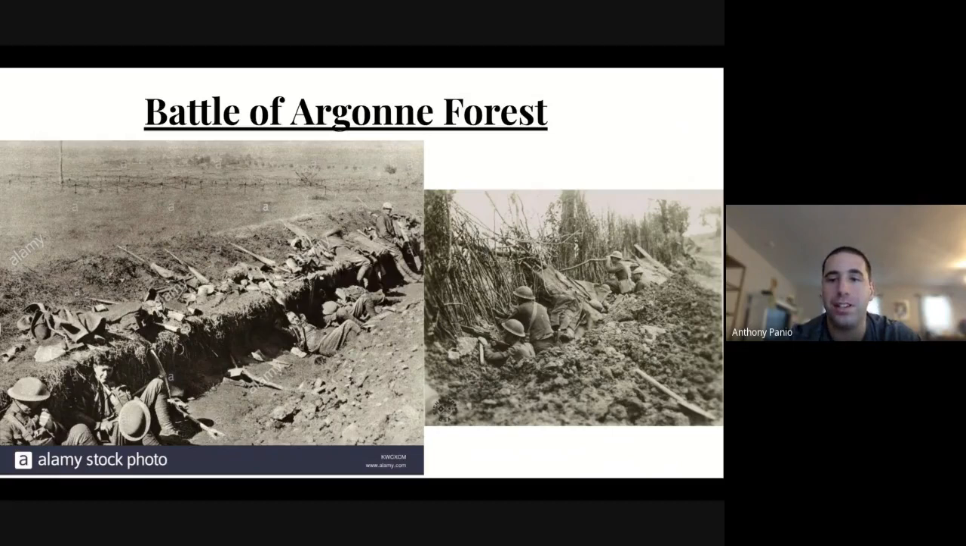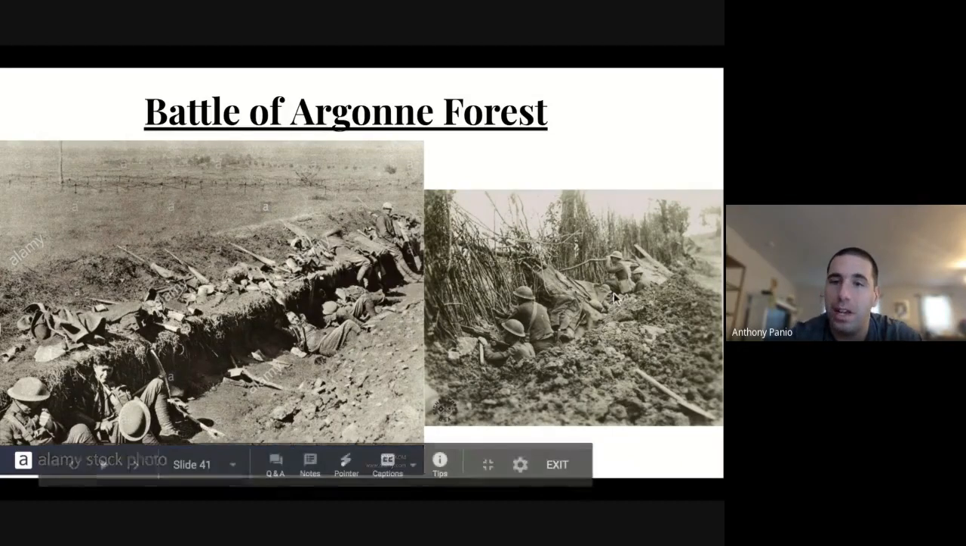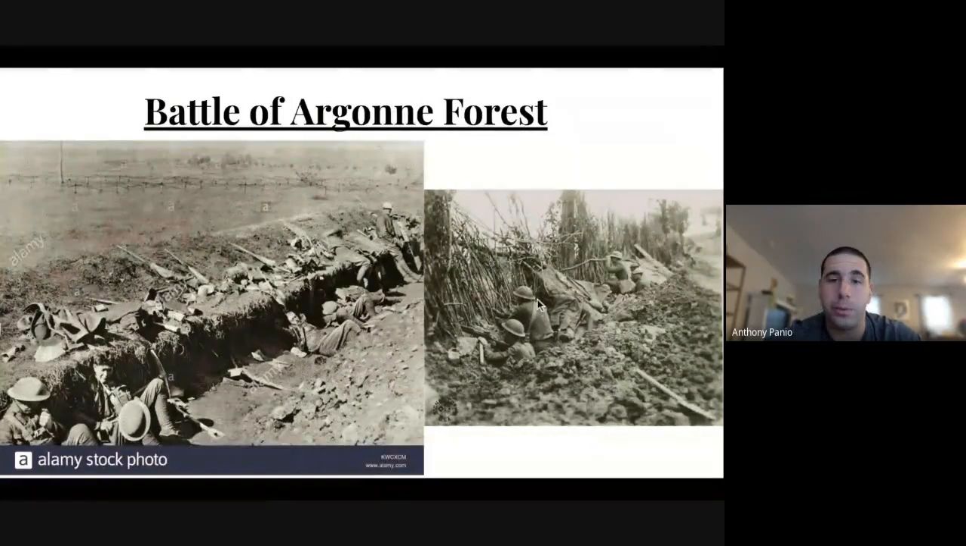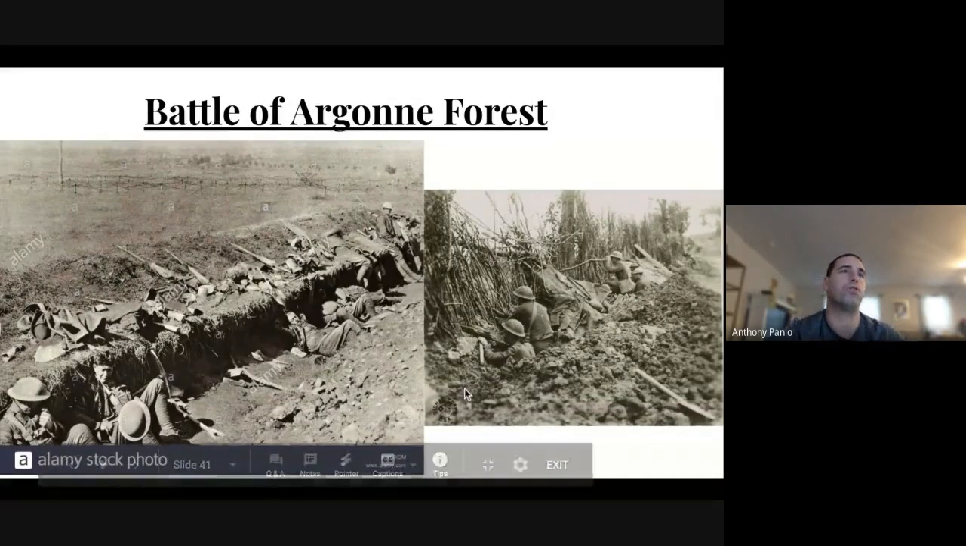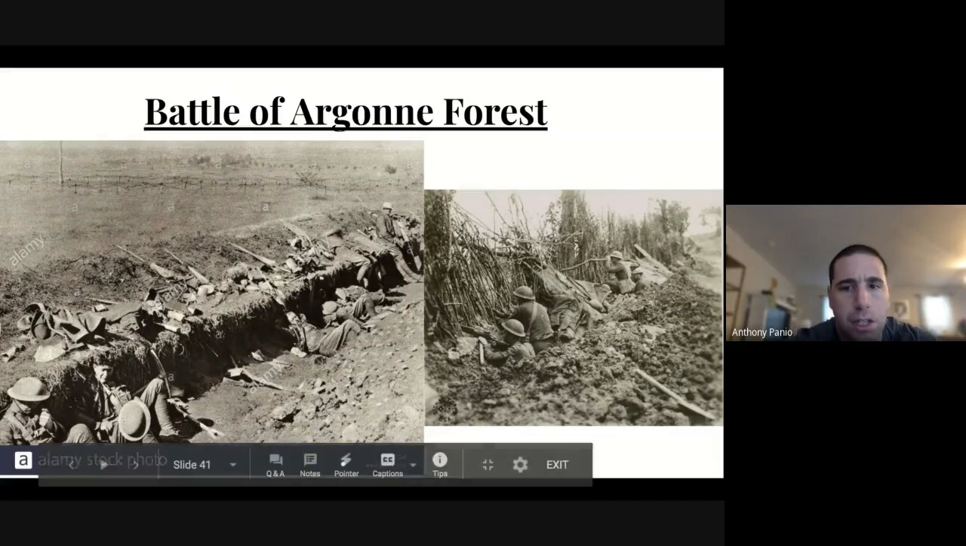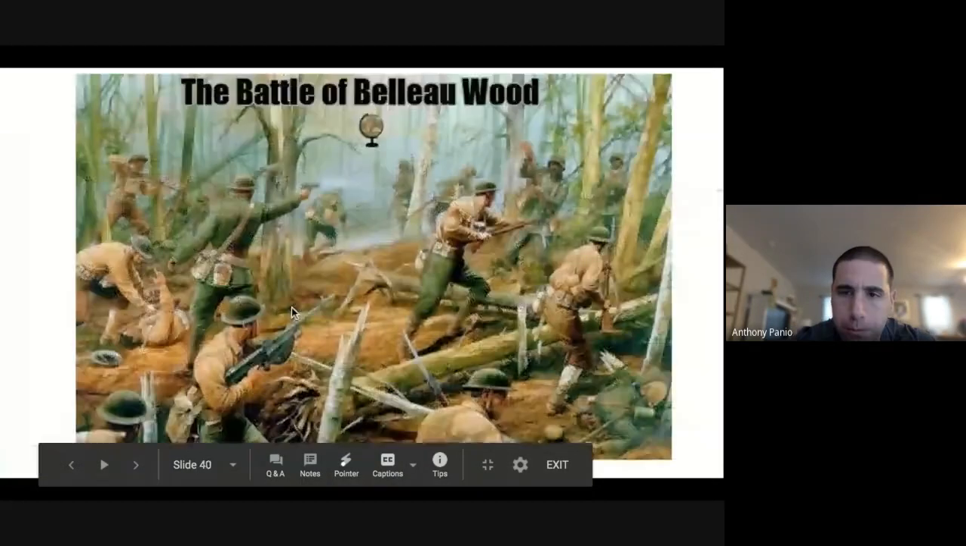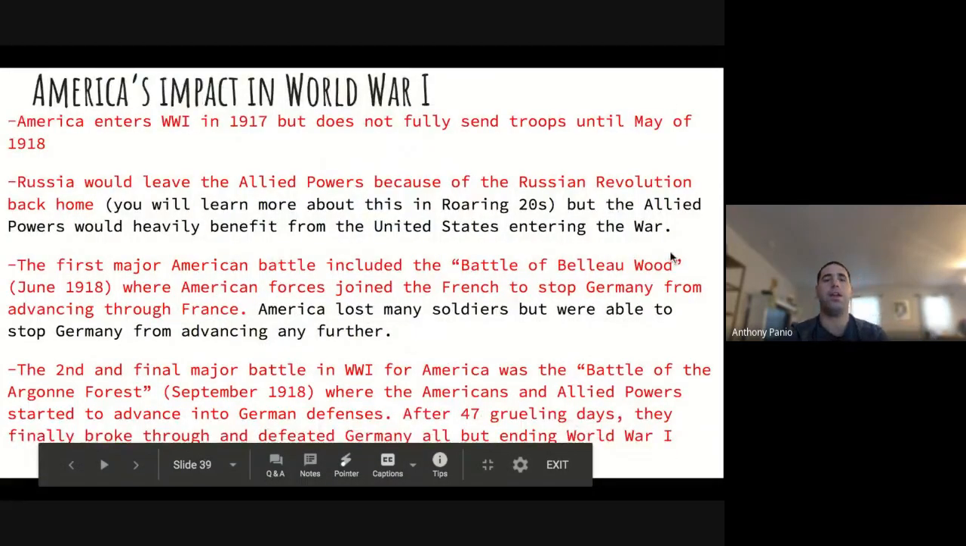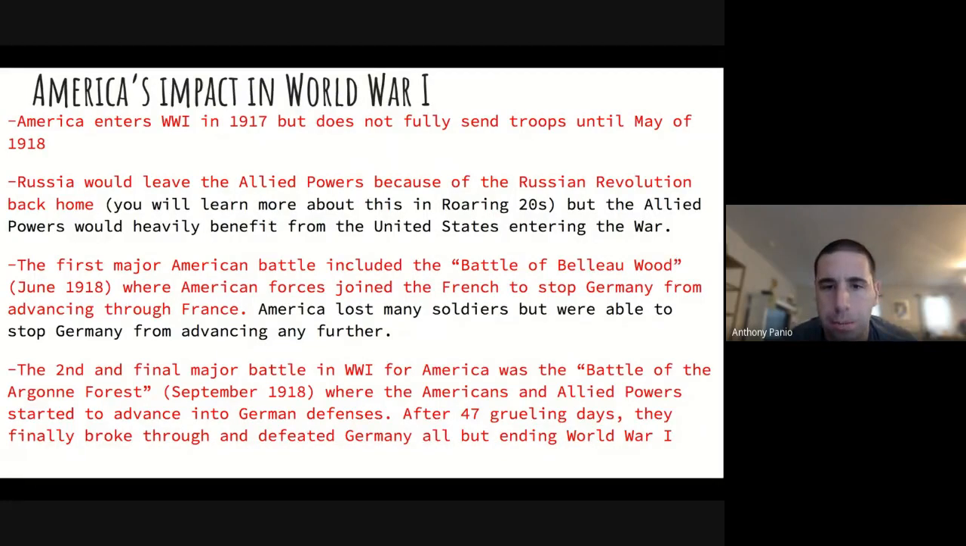Okay, so you can see that these trenches are a lot different. And this is barely even a trench here on the right. It looks more like just hiding behind a stack of wood. Okay, it's not even a real trench. But this was a more traditional trench warfare battle. Okay. And the second and final major battle.